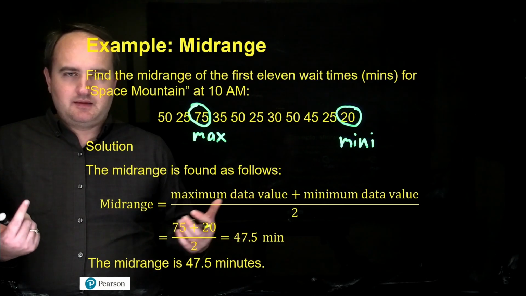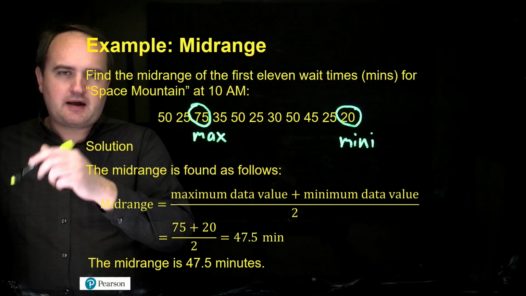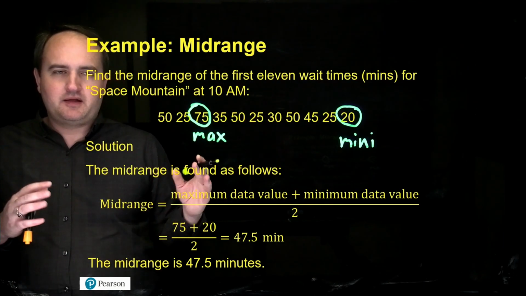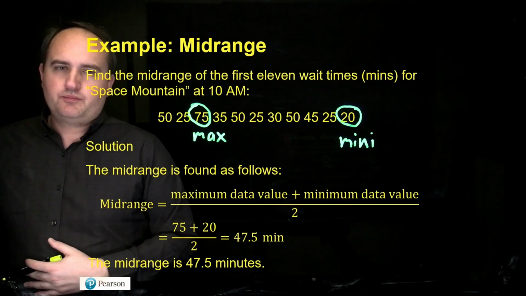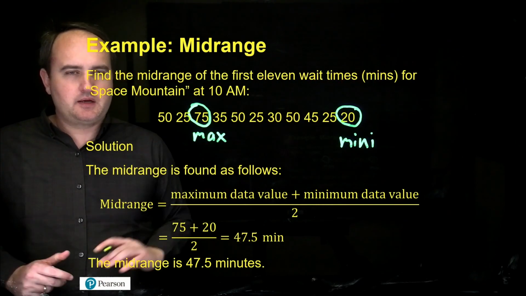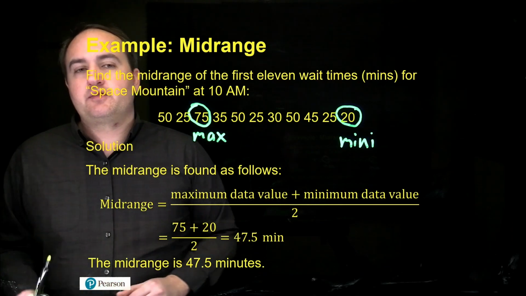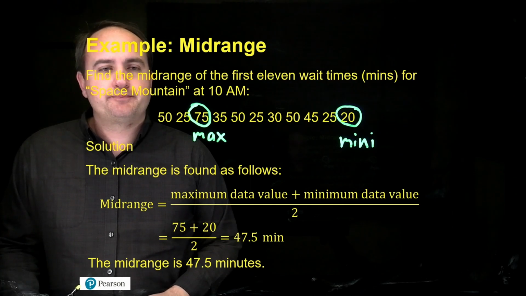But obviously, if we have an outlier, either a low outlier or a high outlier, any kind of outlier, it's going to knock the mid-range way out of the park. It's just going to mess everything up. So it's not as useful as any of the other measures of center that we've learned about.